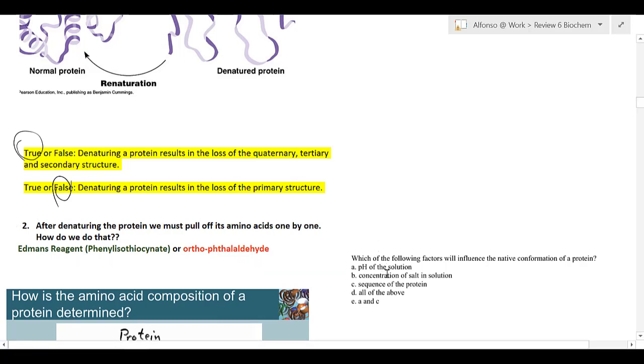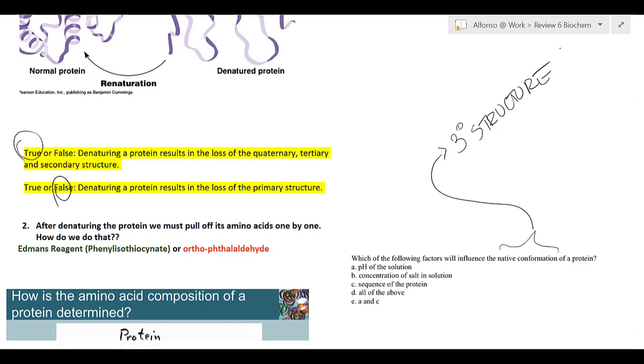All right, so for the first question that is on your sheet, which of the following factors will influence the native conformation of a protein? What is the native conformation of a protein? The natural. The natural, I like that. You can also take native conformation to be a fancy term for tertiary structure. So which of the following factors will influence the native conformation or the tertiary structure of a protein?